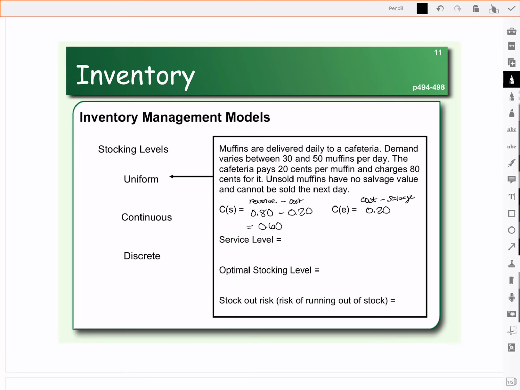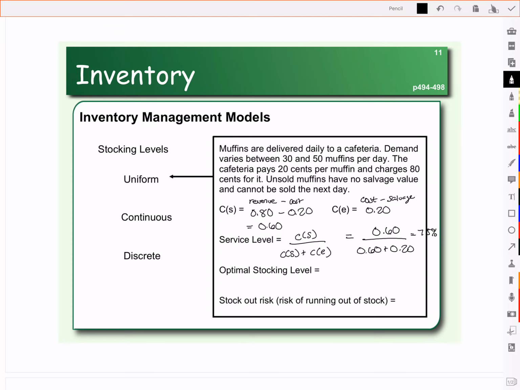The service level, the percentage of time we have enough, is the cost of a shortage divided by the cost of a shortage plus the cost of excess. So in this example, that's 60 cents divided by 60 cents plus 20 cents. So our service level in this case is 75%. So we're going to have enough on hand 75% of the time.